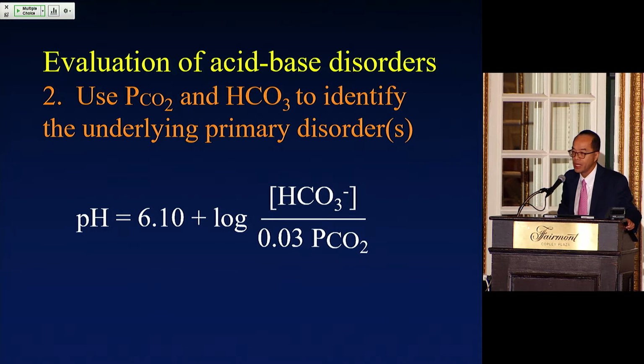I show here the Henderson-Hasselbalch equation. You don't actually need the equation for the boards, but I show it because it helps, at least for me, to visualize why the bicarb and the PCO2 do what they do in the various disorders. As you can see here, the pH is 6.1 plus the log of the bicarb over 0.03 times the PCO2. So when the bicarb goes up, because it's in the numerator, pH goes up. When the PCO2 goes up, the opposite happens, pH goes down.